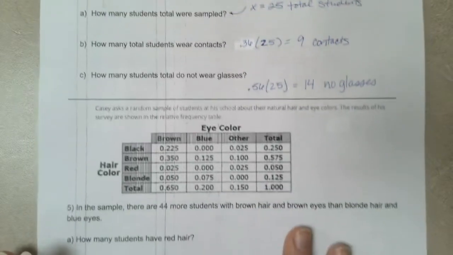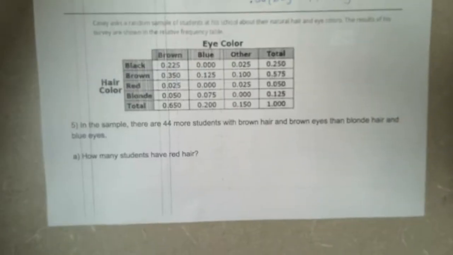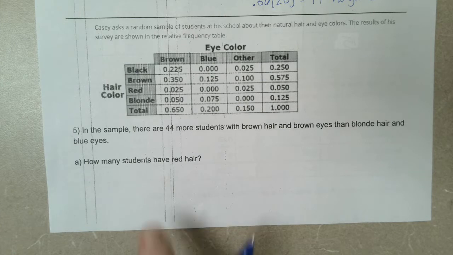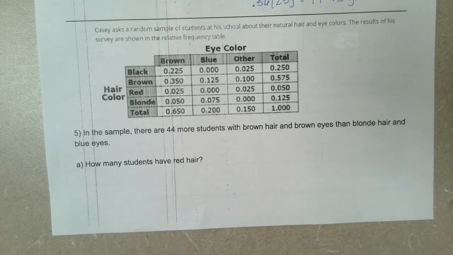Oh, there you go. All right, and lastly, Casey asked a random sample of students at his school about their natural hair and eye color. The results of his survey are shown in the relative frequency table. In this sample, there are 44 more students with brown hair and brown eyes than blonde hair and blue eyes. How many students have red hair is the actual question that we're answering. But in order to answer that question, I have to know how many students were surveyed. So I can use this information here to figure that out.